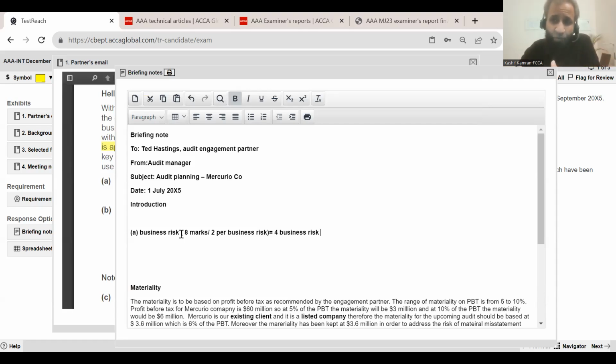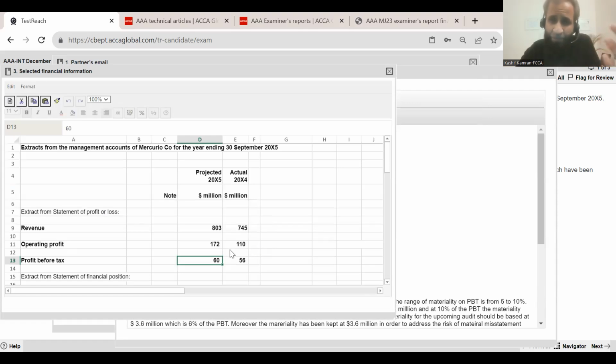If any business risk you're writing can be linked with financial statement numbers, as in you can link something with the sales number given in Exhibit 3, or link something with operating profit, you can justify the increase or decrease and link that with the business risk. At least when you're writing the explanation of a business risk, bring in the numbers increasing or falling and connect them with the business risk.